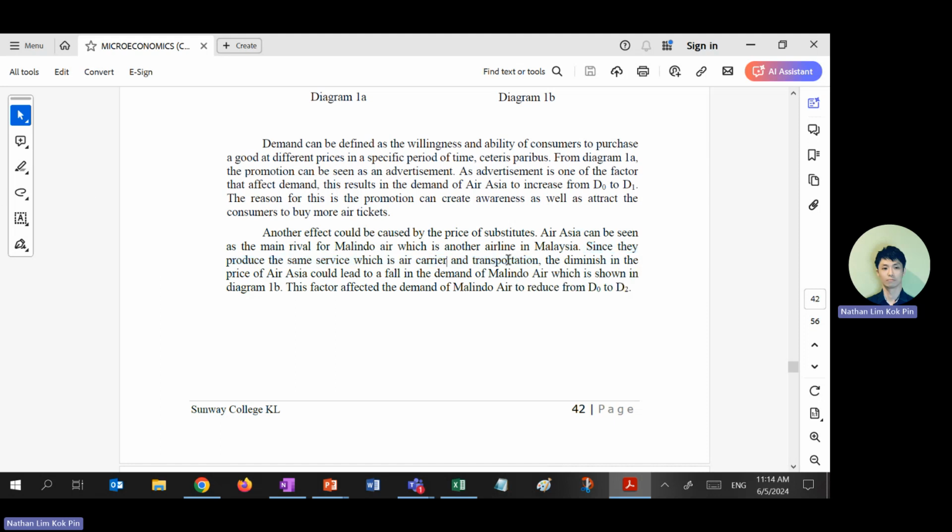Okay. So tell me something new, right? Since they produce the same service, which is air carrier and transportation, the decrease in the price of AirAsia could lead to a fall in demand of Malindo Air, which is shown in diagram 1B. Right? This is how you write.